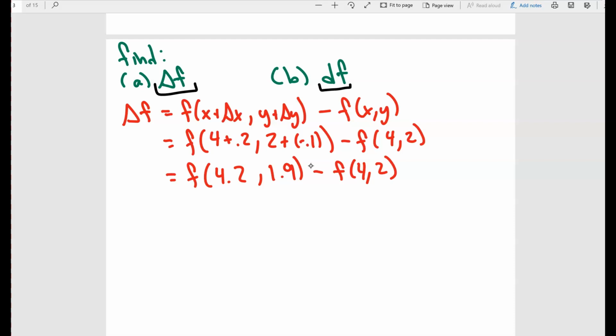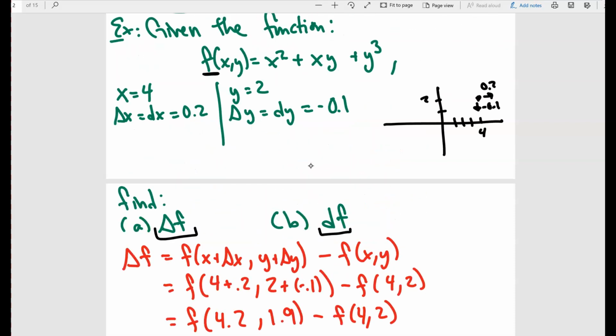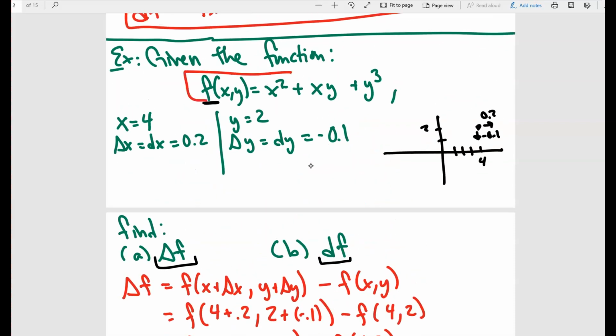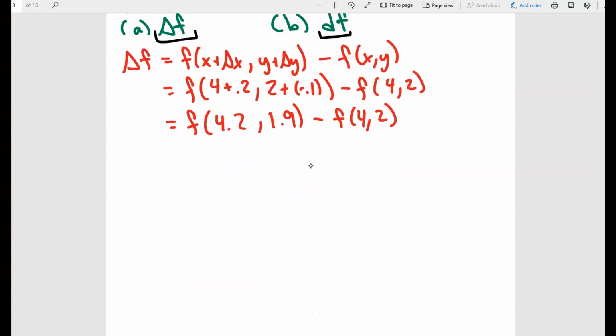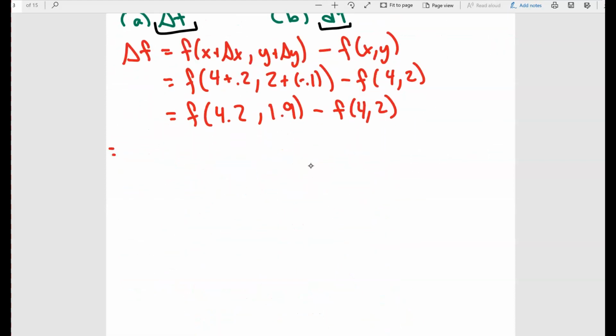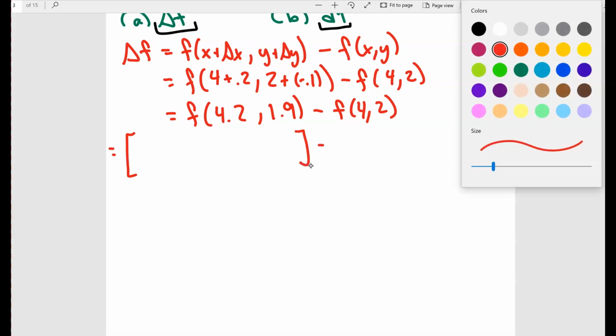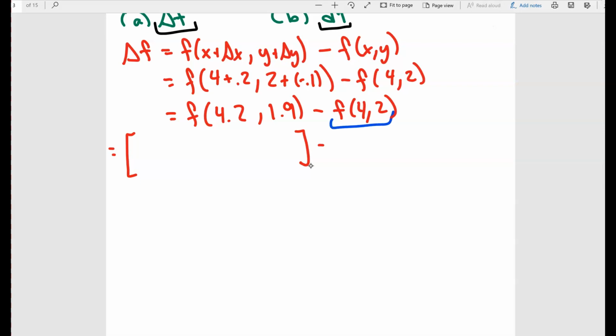Okay, so now what am I going to do with this? Well, we know how to calculate f of 4.2, comma 1.9 because we know what the original function was. So I'm going to plug in 4.2 and 1.9 into the x and the y. So I'm going to have a big fat mess. Let me write this one for the first part, minus, and let me make the other one in blue for this guy.